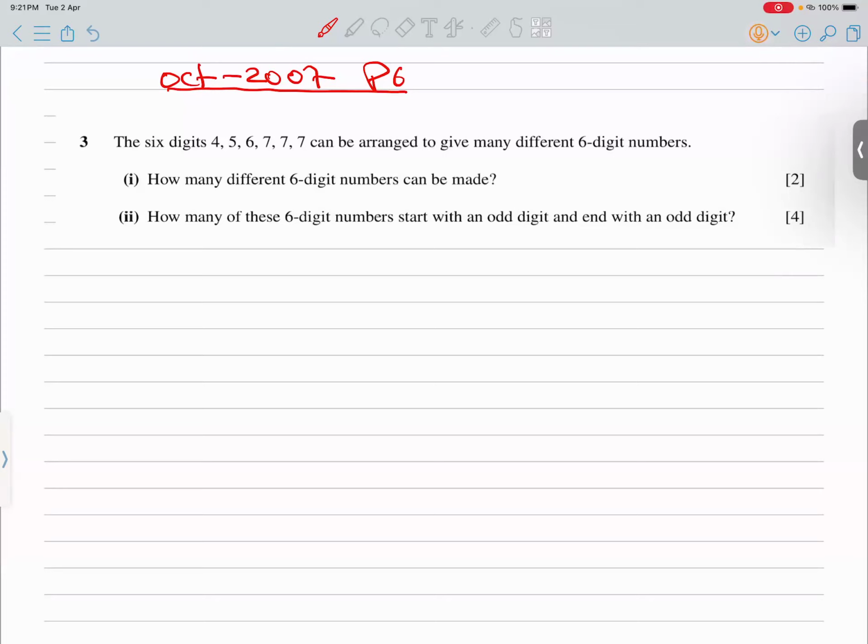The 6 digits we have, 4, 5, 6, 7, 7, 7, can be arranged to give many different 6-digit numbers. How many 6-digit numbers can be made? 2 marks. So let's try to do it.